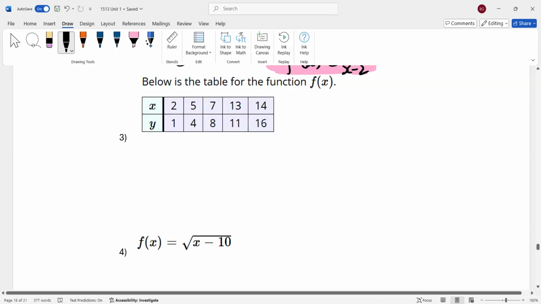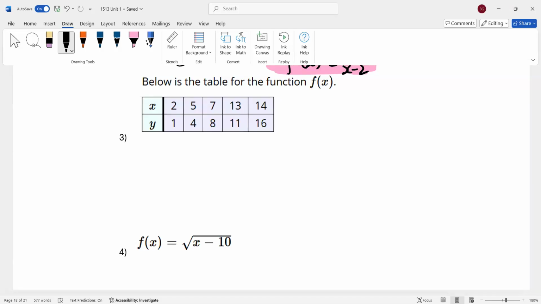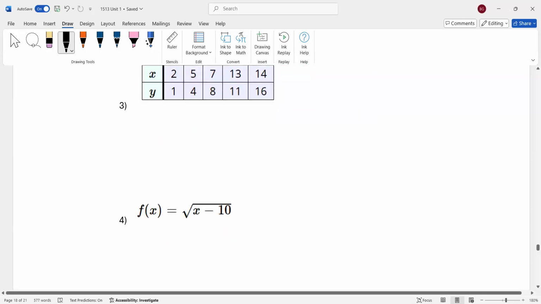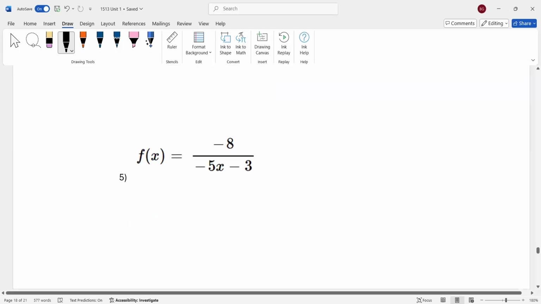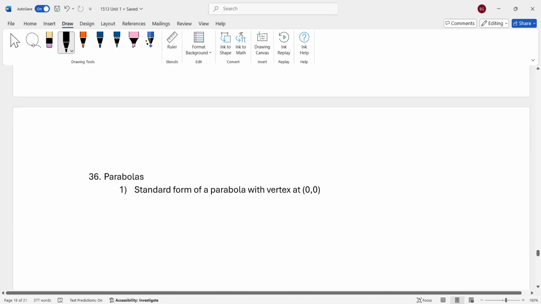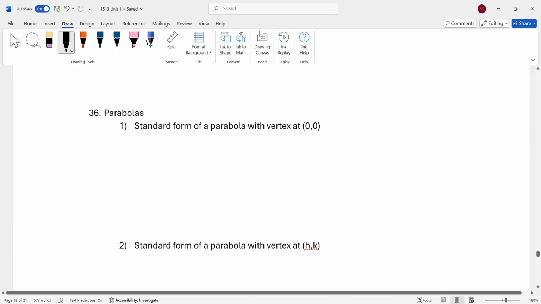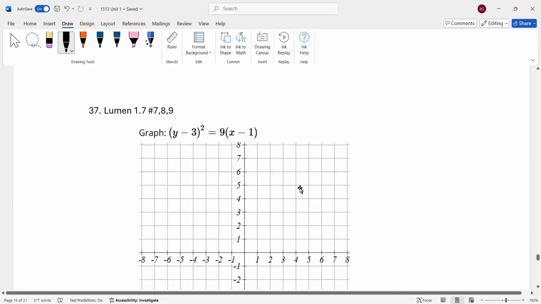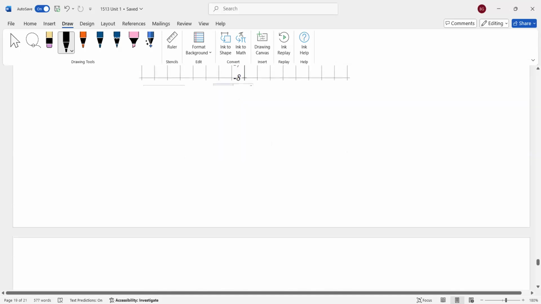What is this one? Below is the table for the function f of x. Oh, same thing, find the inverse. I'm gonna skip those, and later when we have time, we're gonna go back, all right? We covered the 2 questions. All right, so I'm gonna skip 36 as well. I'm gonna talk about circles.